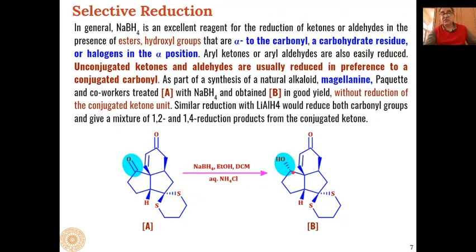And in addition to selectivity of functional group, this is selective in terms of stereochemistry also. This group is beta, the alpha group is beta. So the reduced hydroxyl group will be alpha, that is at the opposite side of the molecule.